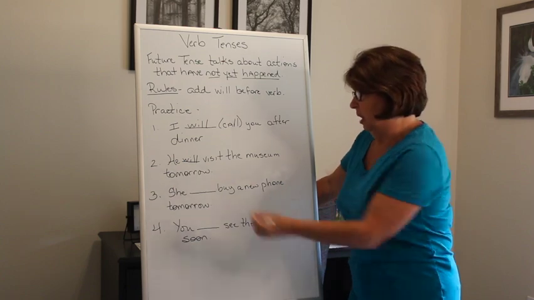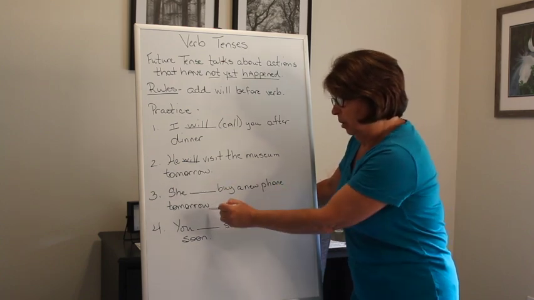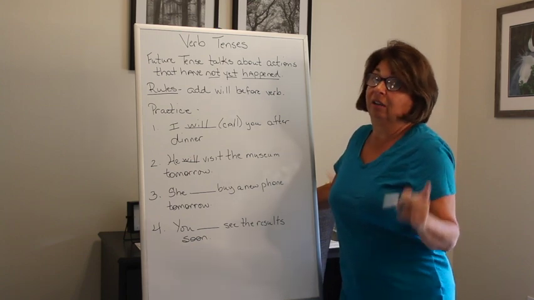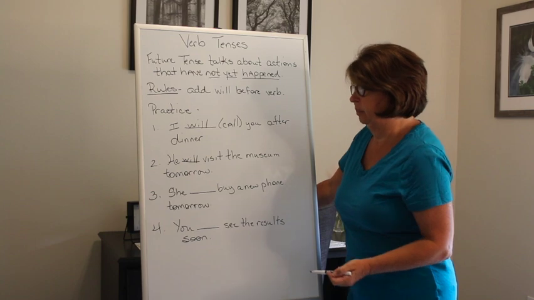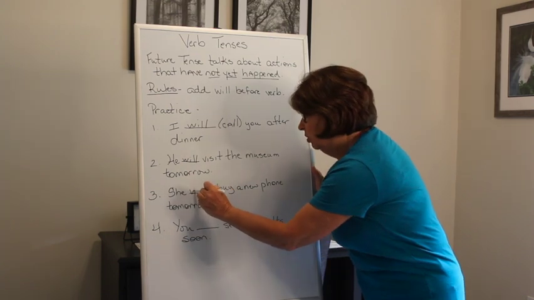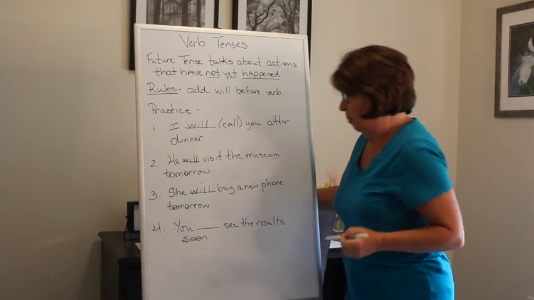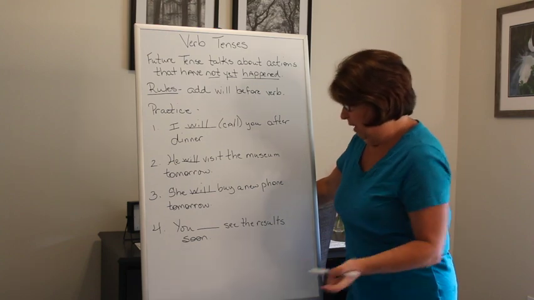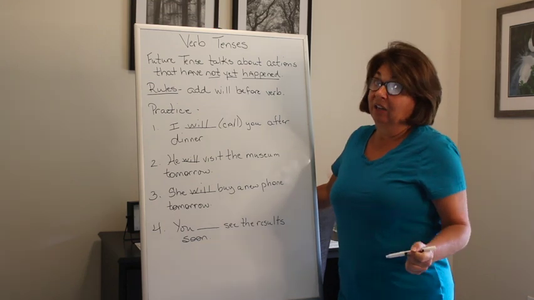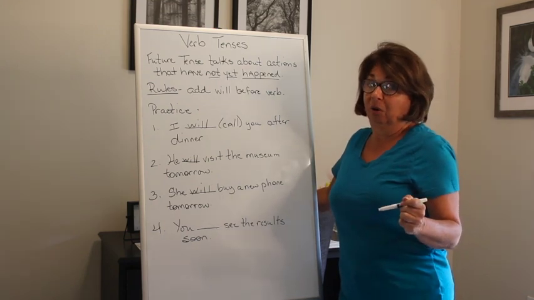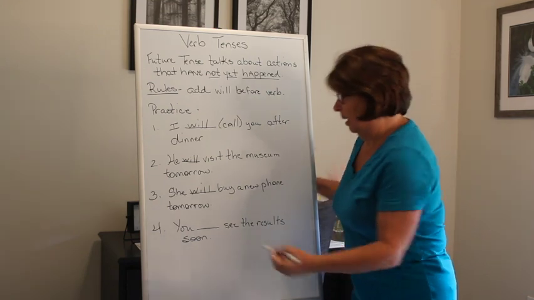All right, now you try. She buy a new phone tomorrow. It hasn't happened yet. So what is the word that we add in front of buy? You got it, will. She will buy a new phone tomorrow. And finally, you blank see the results soon. It hasn't happened, future tense, so what's the word we add? You got it, will.